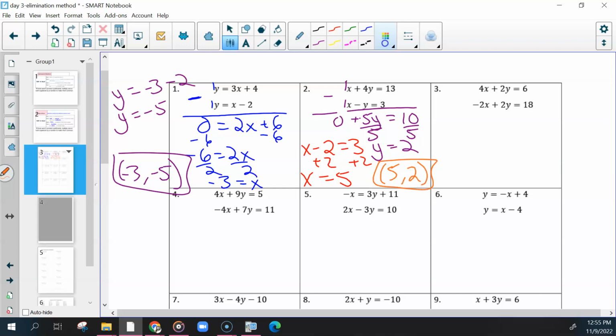Questions on that one? Yes, Leah. Is this 5y? Wouldn't it be plus 3y since there's a negative before the y? I see why you asked that. But because we're subtracting everything, it's really 4 minus a negative. So we have to take that into account.